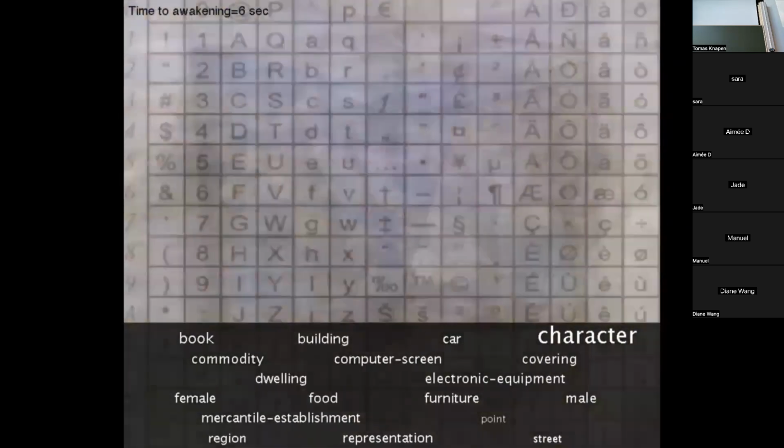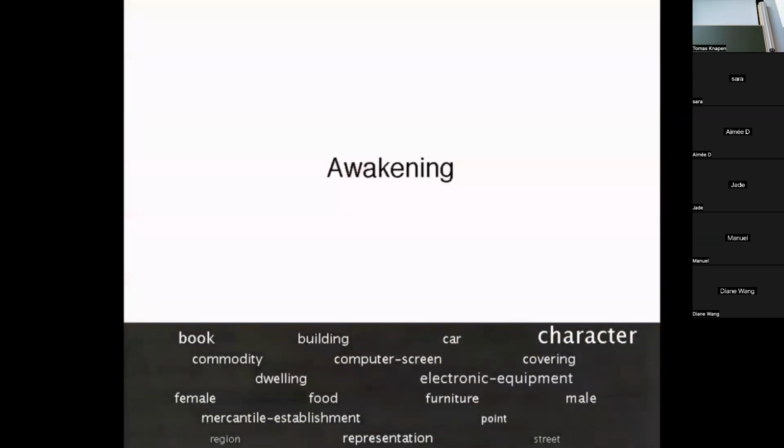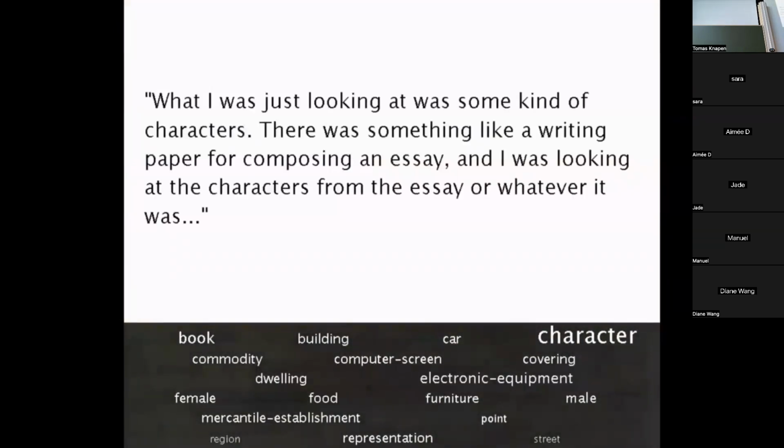I don't know where they came up with mercantile establishment. Pretty nifty, right? As a demo, it works. You can brain read, right?